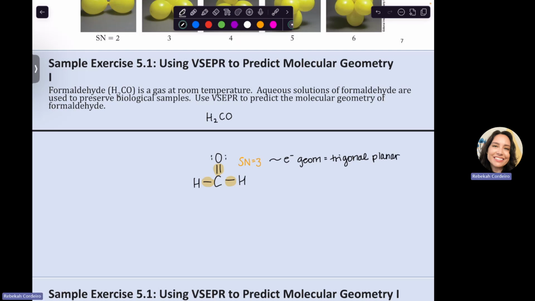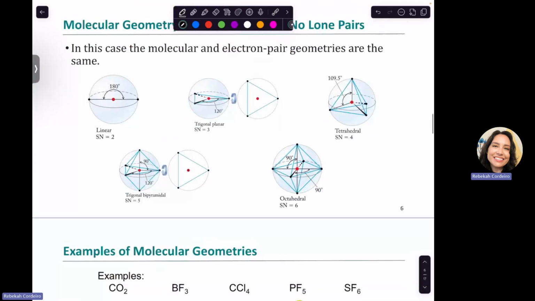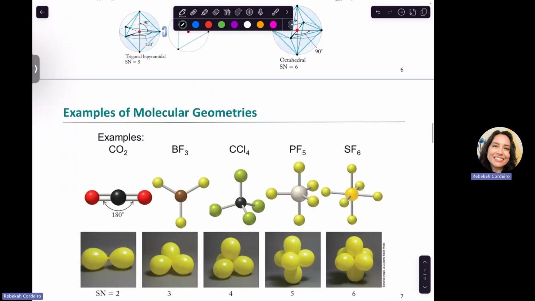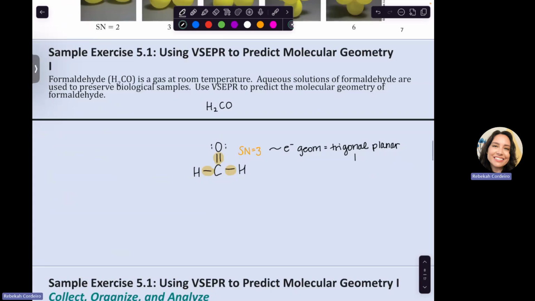So let's think about drawing that. Trigonal planar, if we look at it, has an angle of 120 degrees between the bonds. So if we draw it in a way that shows that, we get something that looks a little more like this. Electron geometry is really looking at the shape of those electron groups, the shape of the orange highlights that I have here, the shape of those balloons, if those were electrons.